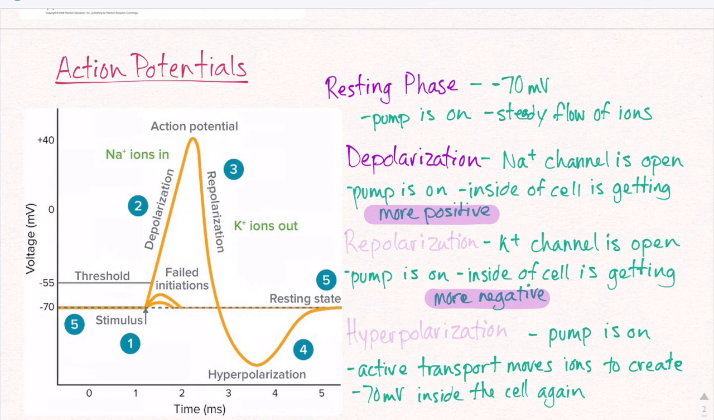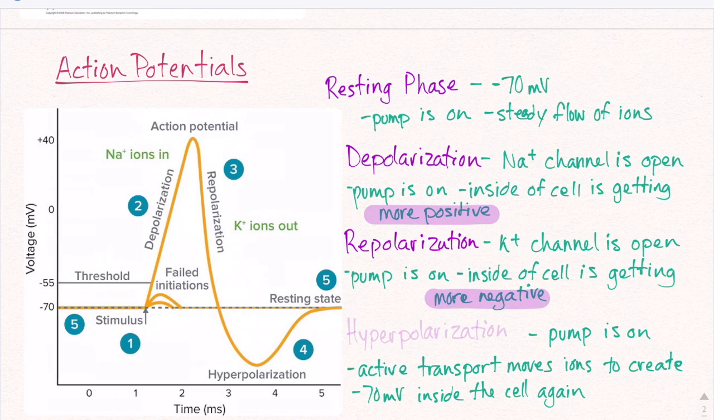In this next stage, the inside of the cell reaches a positive 40 millivolts, which is the threshold. This causes the sodium channels to close and the potassium channels to open up, which causes the flow of potassium ions out of the cell. This makes the inside of the cell more negative. This phase is called repolarization.